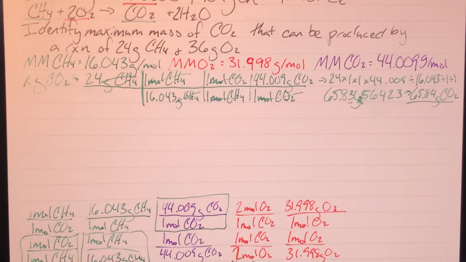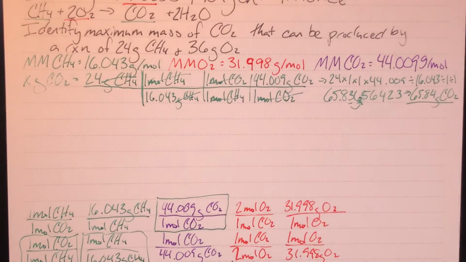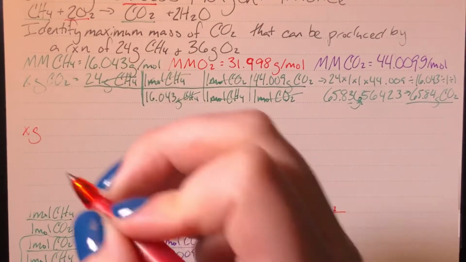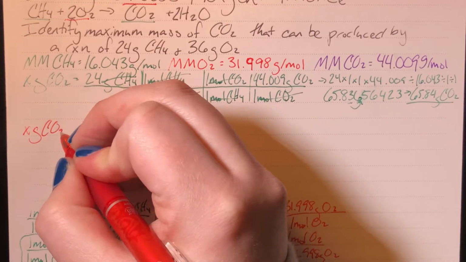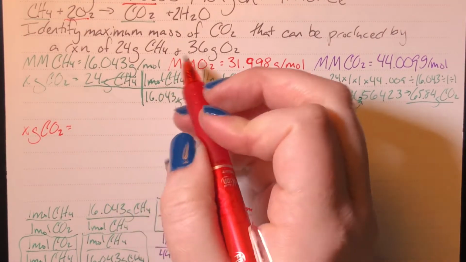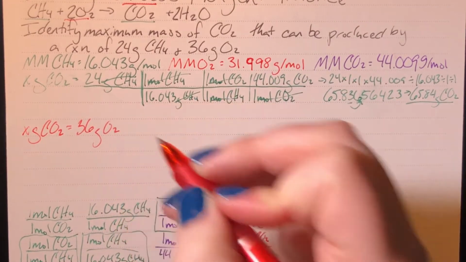Now that I have my answer for methane, I'm not done. I need to figure out how much I could have produced from this mass of oxygen. So I'm going to set it up again. So it says identify the maximum mass. So that means X grams carbon dioxide that can be produced by a reaction with 36 grams of oxygen.